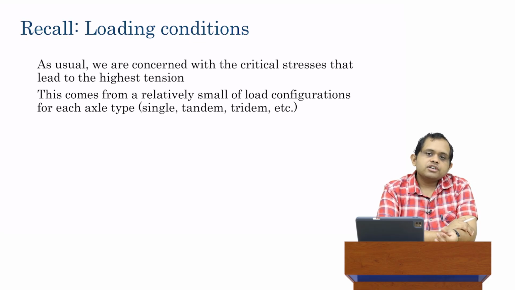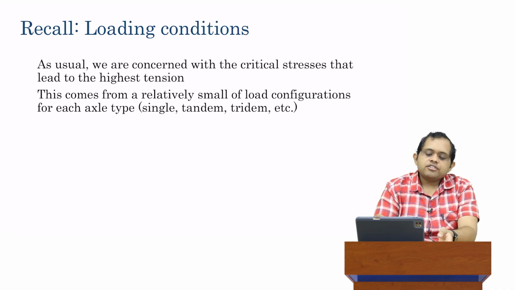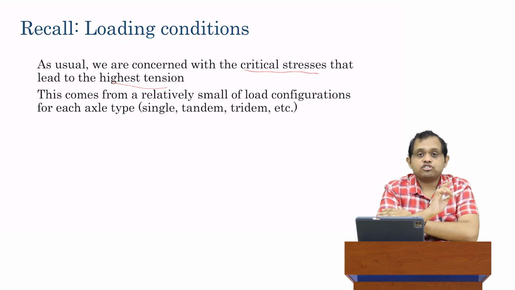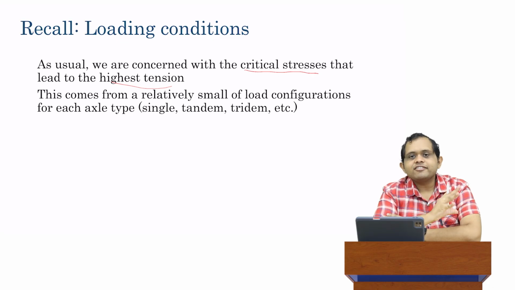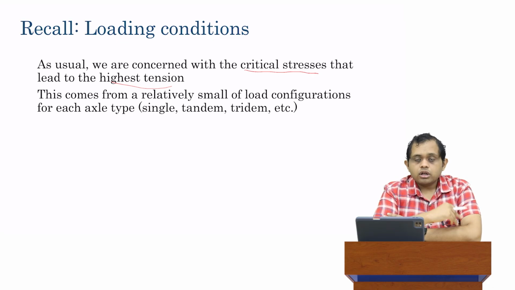We are not interested in all the stresses. We are interested in the critical stresses that lead to the highest amount of tension, because concrete is much weaker in tension than in compression. The tensile strength of concrete is 4 to 5 megapascals, whereas the compressive strength is at least 10 times that, if not more, as typically used for concrete. So generally, except for dowels, our failure mechanism is going to be in tension.